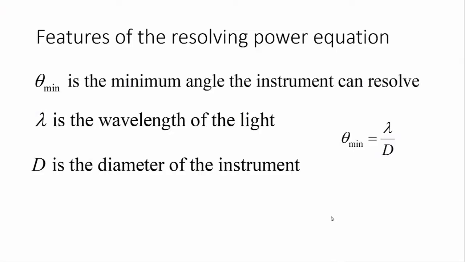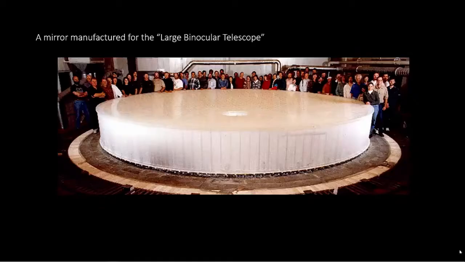Well, after this video and after the video on the light gathering power, you should now understand why they make telescopes so large. Here's a mirror that was manufactured for the Large Binocular Telescope, and it's about 8 meters in diameter, but you can see it dwarfs the people in the picture. We get more light from a larger diameter, and we also get the ability to see detail better.